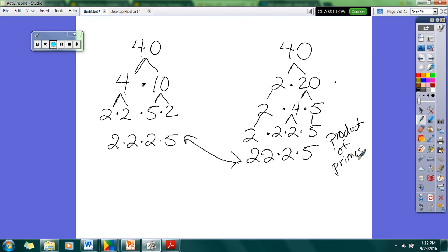So I ask myself, okay, what's my lowest number? My lowest number is 2. How many of them do I have? 3. So this is going to be 2 to the third power times my next number, which is 5, and I only have 1. So that's going to be my final answer.